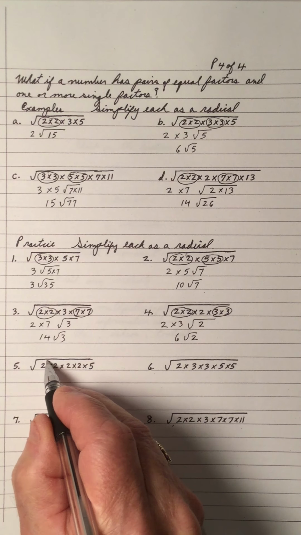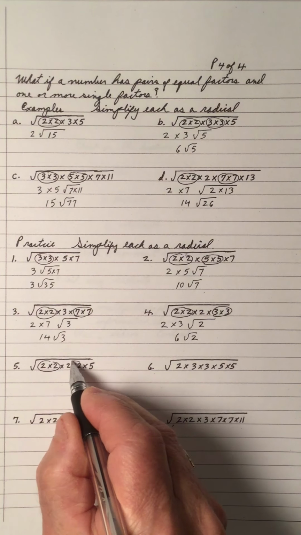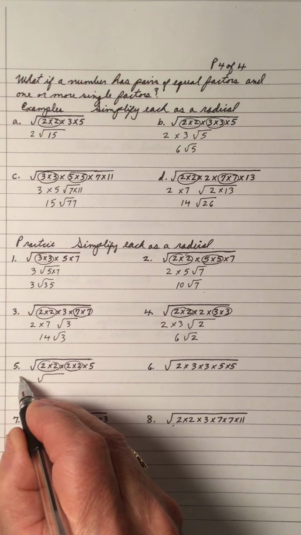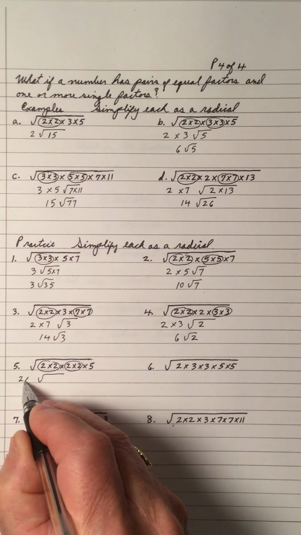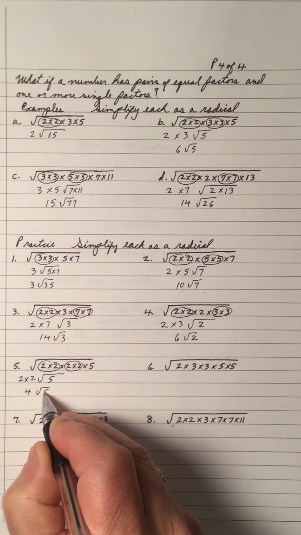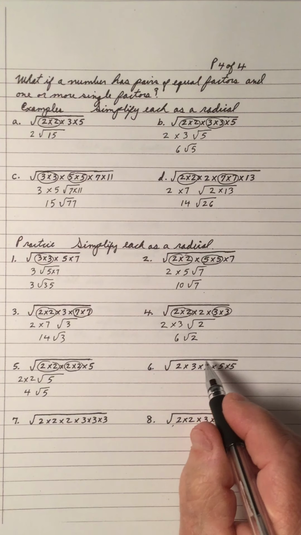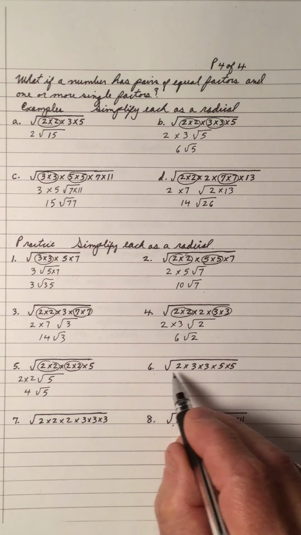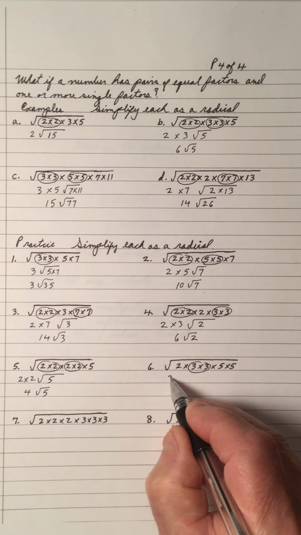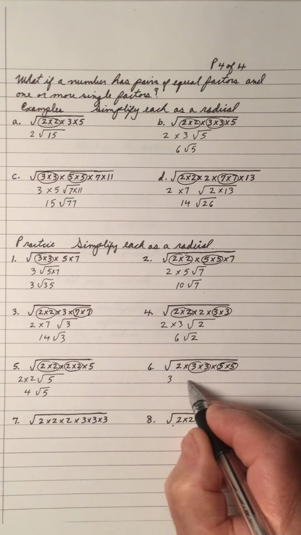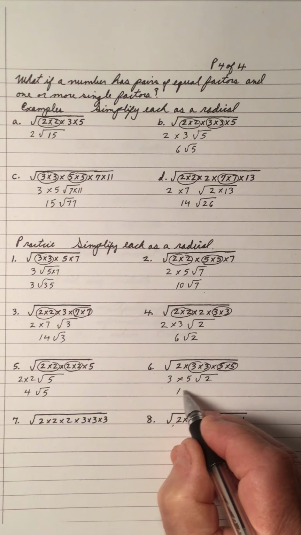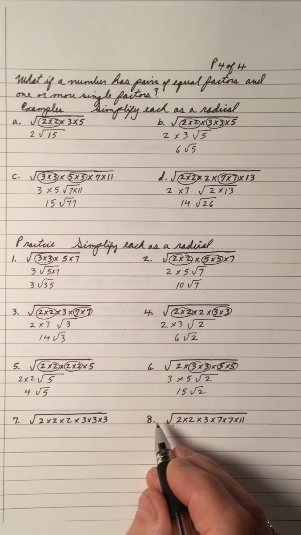Number 5, I have 2 2s here, and I have another 2 2s and 1 5. So for those 2 2s, I get a 2 coming out. For those 2 2s, I have another 2 coming out, and there's a 5 that remains, so that's 4 root 5. And number 6, I want to simplify. So I got 2 3s, so I take a 3 out. I got 2 5s, so I take a 5 out. And the 2 is only 1 of them, so that stays. So that's 15 root 2.